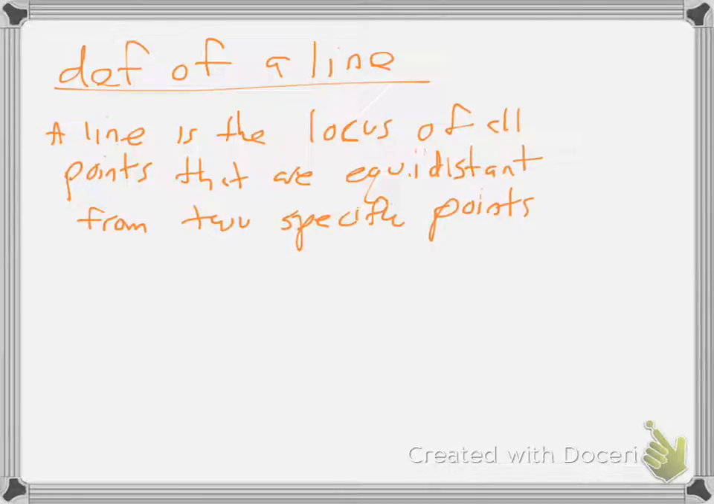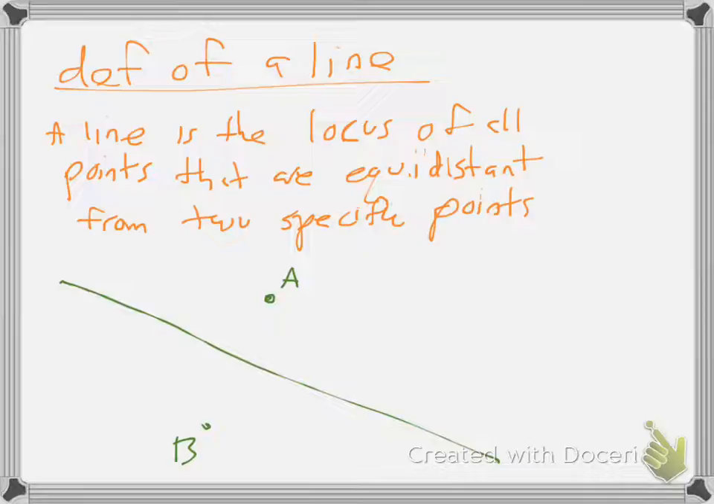So a line is the locus of all points that are equidistant from 2 specific points. So what does that mean? It means something like this. If I had a point A and I had a point B. Those are my specific points. What it means is that if I had to draw a line that was equal distant from all of those places, the line would have to be kind of like right down the middle, yes?